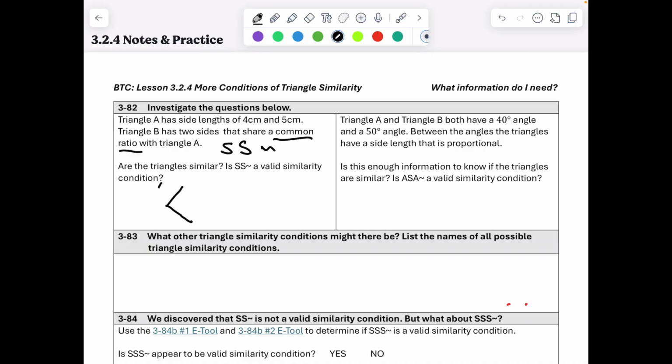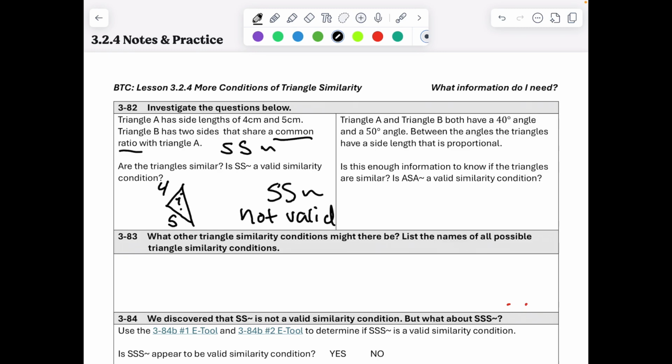Well, here's the thing. If we had 4 and 5, let's say the common ratio was like a zoom factor of 2, so 8 and 10. Are these triangles the same? If the angle here is a different angle, let's say this angle is much larger, these are not similar triangles, right? We need all three sides to be similar. So side-side similarity is not valid. We would need to know that that third side is also proportional.